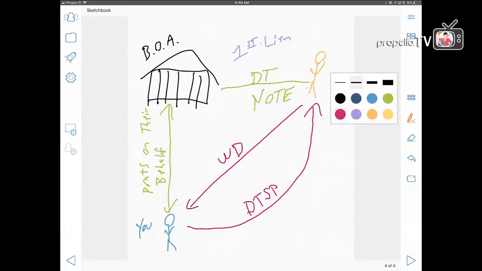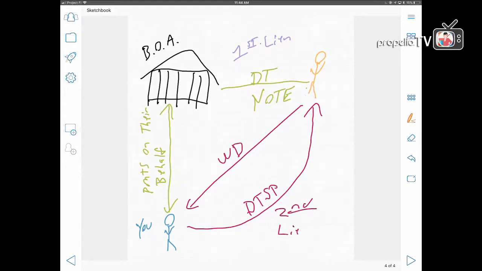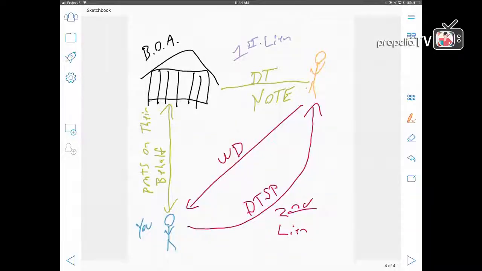And just to draw it out, because I want you guys to pay attention to this because it's going to matter next week and when we get into more advanced theories, this DTSP technically is setting up a second lien position. First lien is the bank, second lien is Joe to us, okay? And that's what Subject 2 looks like.